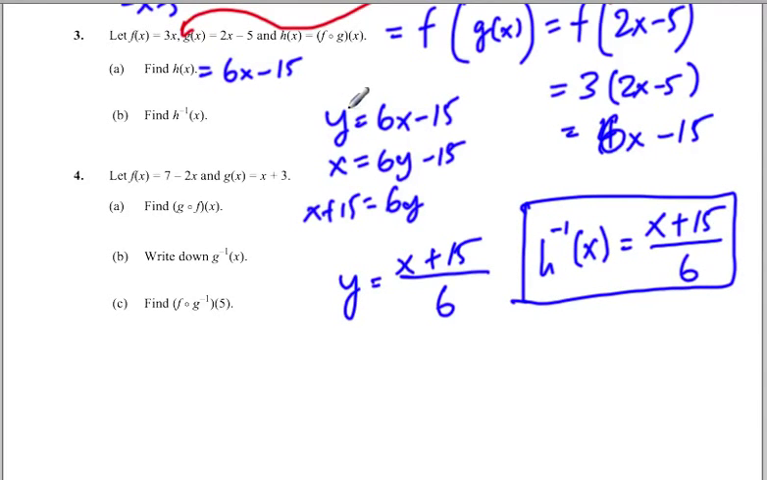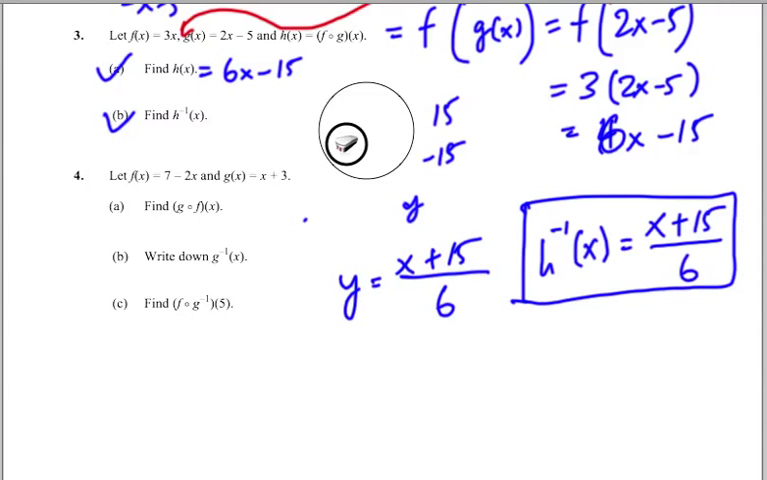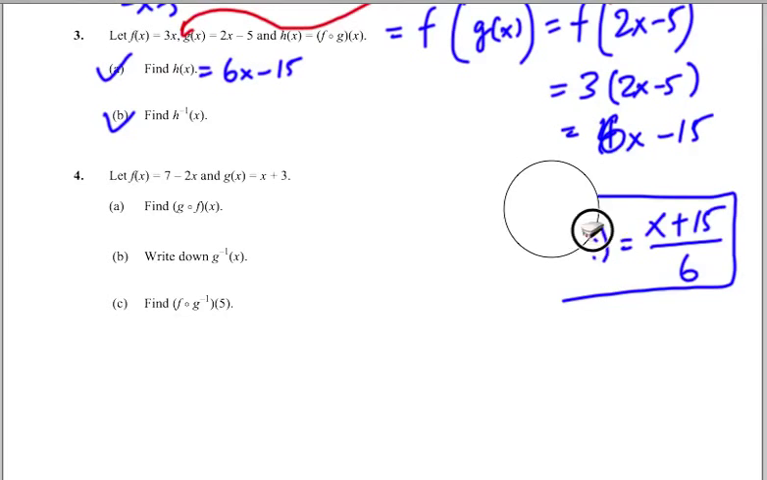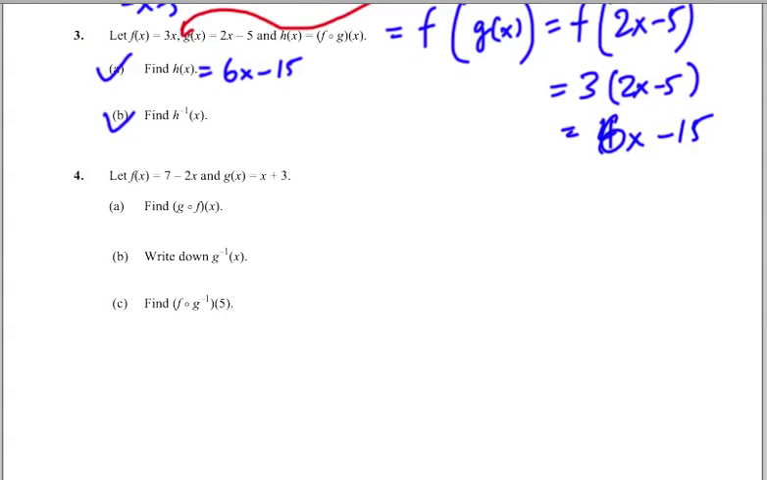Okay, once again, just to make room, I have to erase this. We've done A and B, and you can always scroll back in the video to figure out how we got that. So I'm just going to erase this right now to make some room. Okay, let f of x equal 7 minus 2x, and g of x equal x plus 3. So find g of f of x, so straightforward.